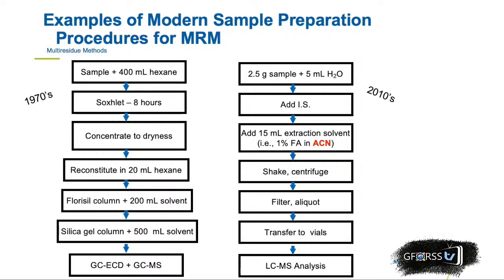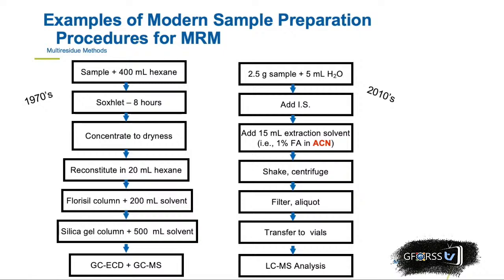The next step was to run the sample through a Florisil column to separate fats using 200 mL of solvent and a silica gel column to separate pesticides from PCBs using another 500 mL of solvent. The quantitation was performed using gas chromatography with an ECD detector, and confirmation was done by GC-MS.